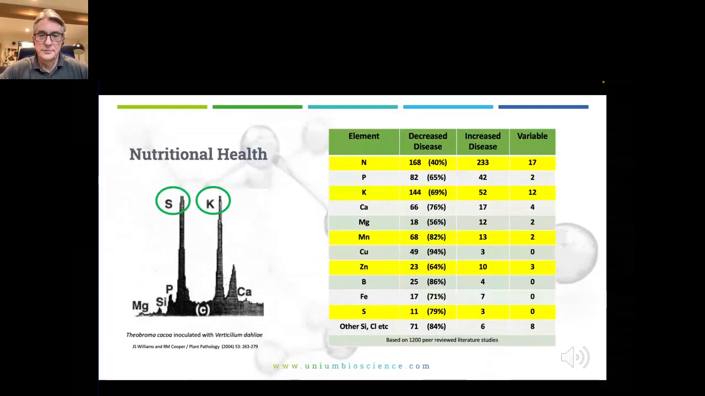Oh, sorry about that. So when you look at nutritional health in general, here you can see all the different elements. When you look at all the peer reviewable papers, from 1,200 that have been cited here, when you look at nitrogen, one of the major impacts is to increase disease, not to decrease it. It's kind of sat in the balance, but 60% is in favor of increasing it, whereas most other elements are in favor of decreasing it.